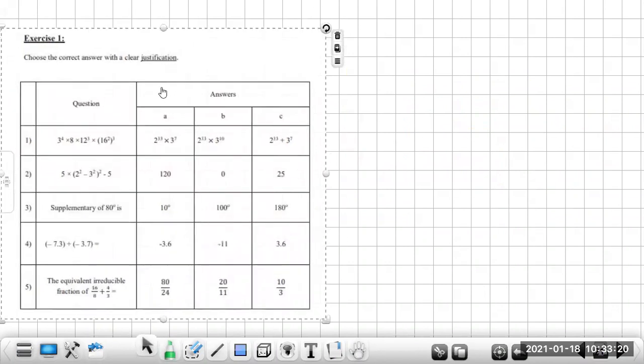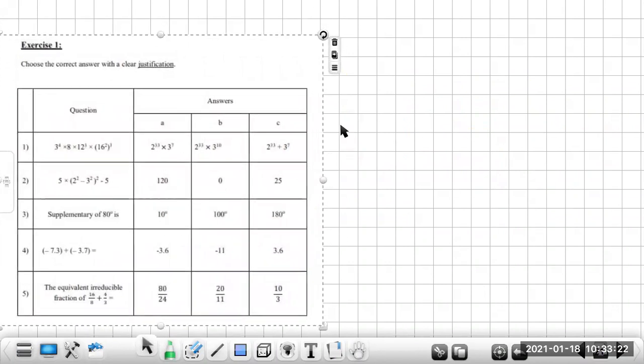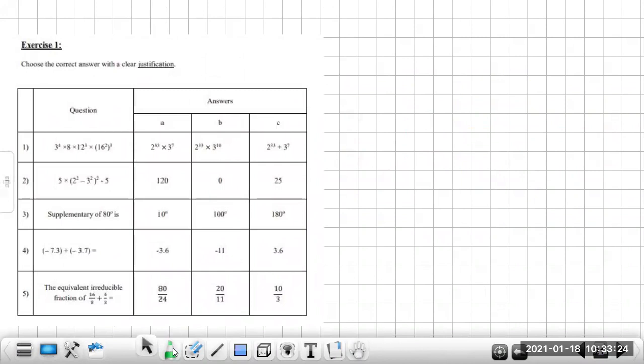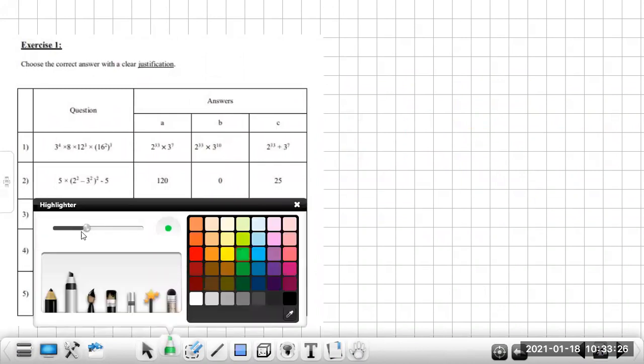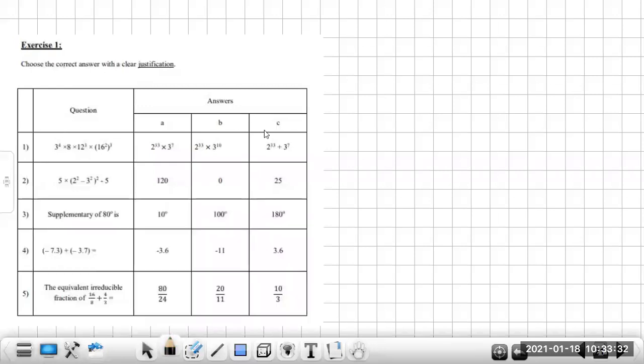Correction of the worksheet we had, we will do the correction and continue next session. Exercise 1, part 1: choose the correct answer with a clear justification.